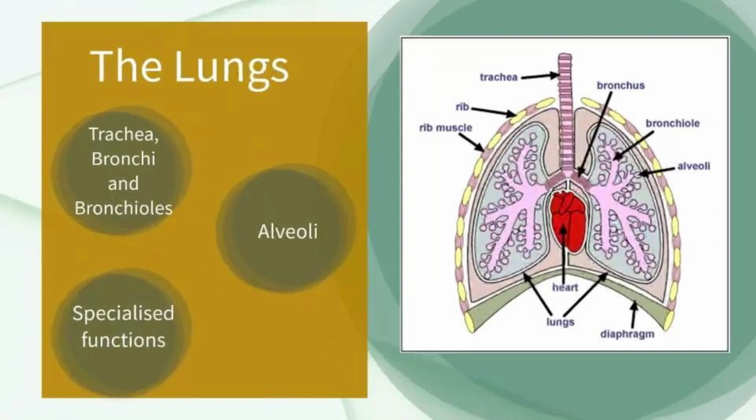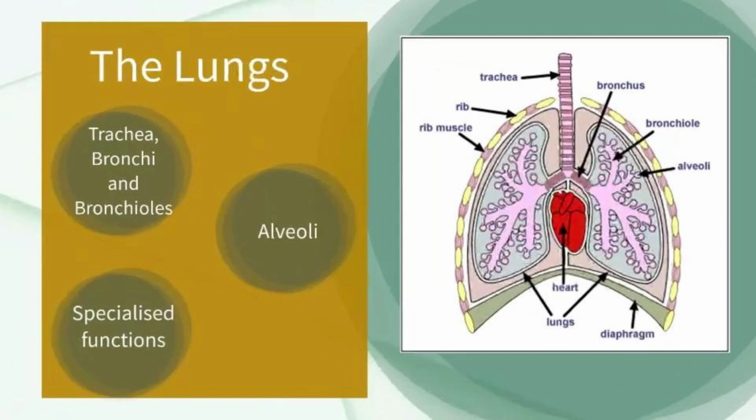And then the final component is the internal and external intercostal muscles between the ribs that allow the ribs to raise and lower respectively, giving the lungs more space to inflate and deflate as they need.